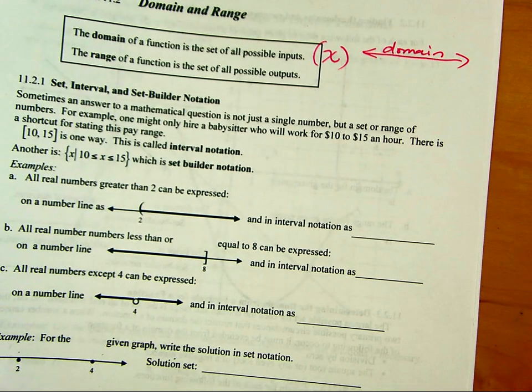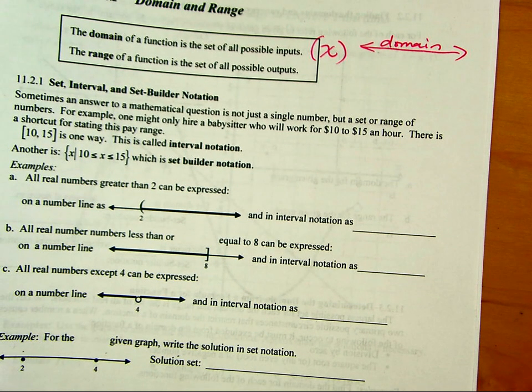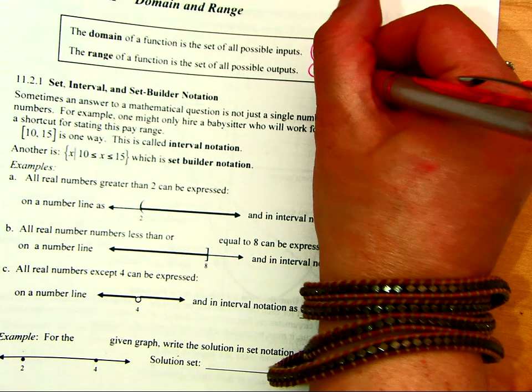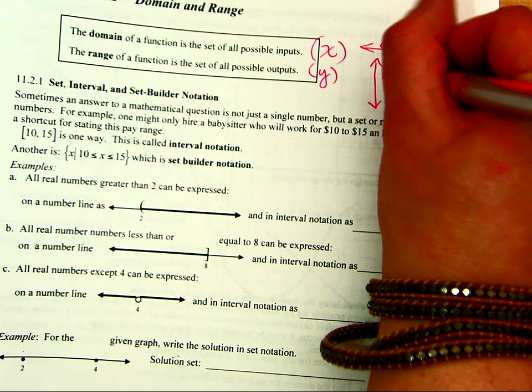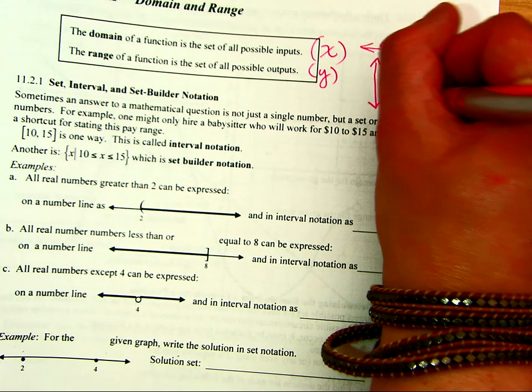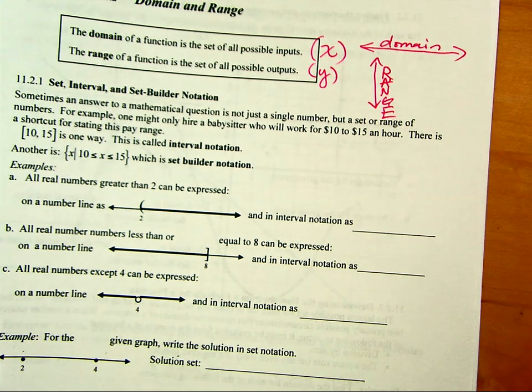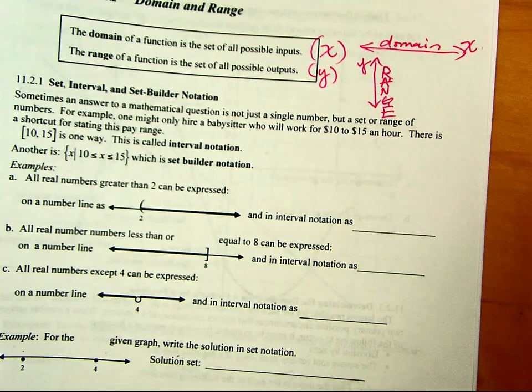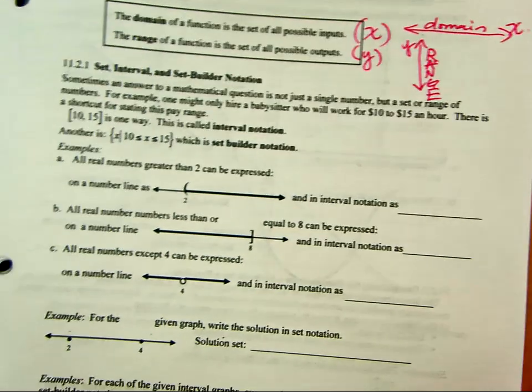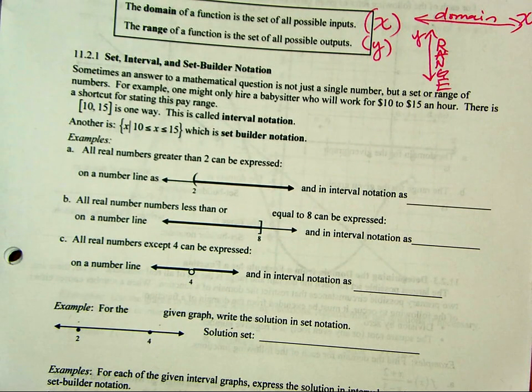The range of the function is all of the possible outputs. What comes out of a function? The Y values. So the Y values are the range, and on your graphs, you might even write "range" going vertically, because that's going to be all of your values of Y. Y, X, right?